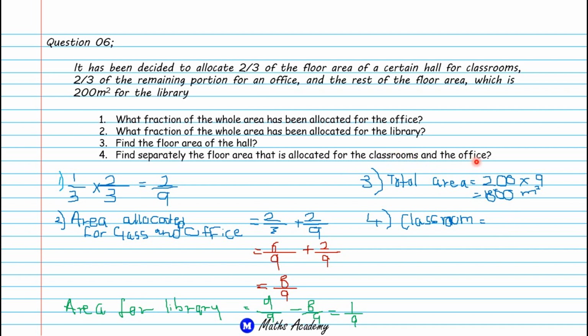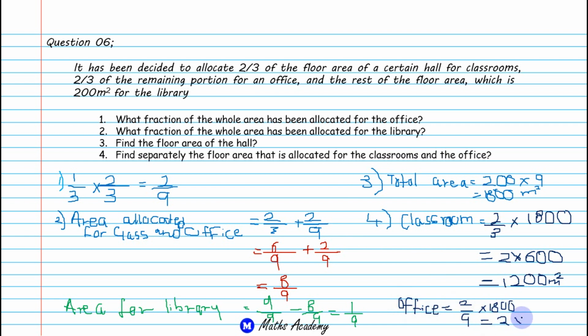And when you're finding it for the office, we should take the fraction value, that is 2 over 9, and multiply it by the total area, that is 1800. So 2 over 9 multiplied by 1800 gives you the total area of the office. The area that is allocated for the classroom is 1200 meters square. Now let's find the area of the office. And the area allocated for the office is 400 meters square.